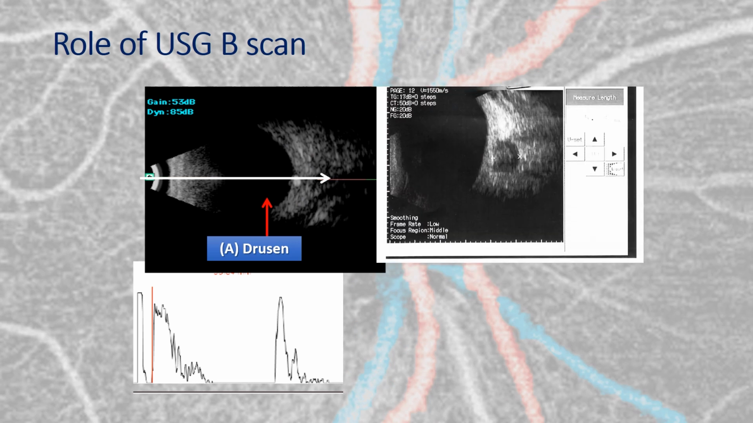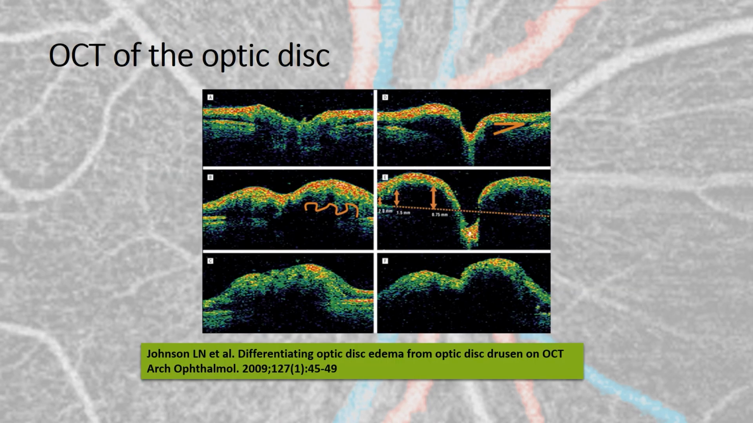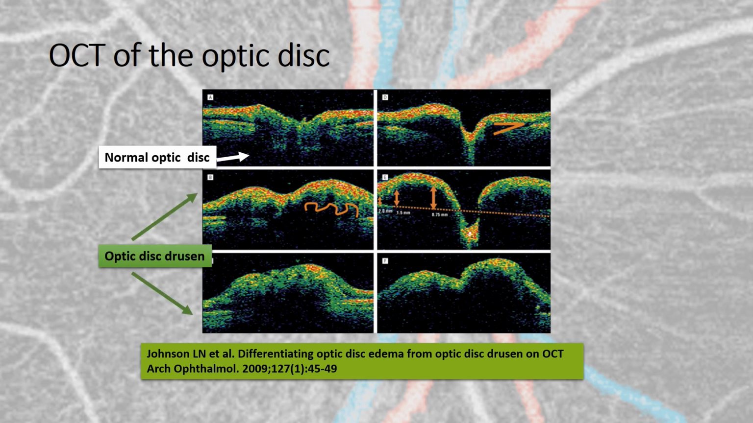There is presence of a crescent sign showing the subarachnoid fluid around the optic nerve head, telling that it is basically this SAF that is due to a raised intracranial pressure. And OCT of the optic disc can also help to differentiate a disc drusen from a true disc edema.